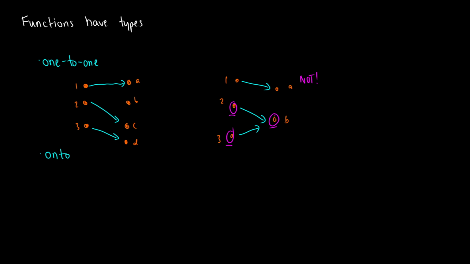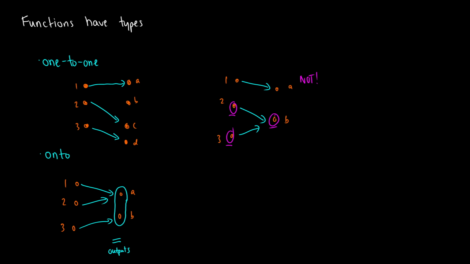Onto is a little bit different. What onto is saying is that when we take a look at all of our outputs, every single possible output is given. So let's say we have 1, 2, and 3 here, and this goes out to A and B. As long as all of A and B are covered in our outputs, it is onto. So because 1 goes to A, 2 goes to A, and 3 goes to B, because at least something goes to everything in A and B, it's onto.